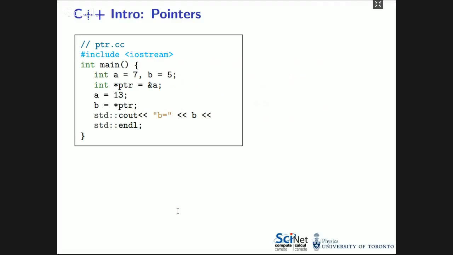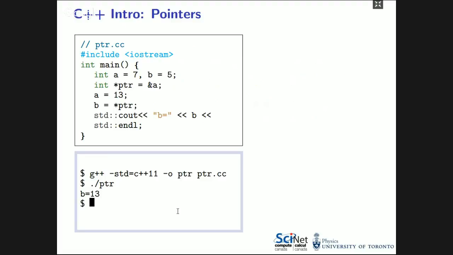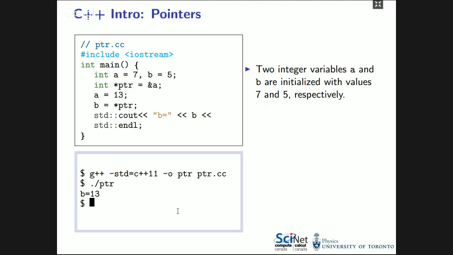I have a convoluted example, not to mess with your heads, but just to show you what happens with pointers in detail. The first line just initializes 2 regular variables, a and b, and a is initialized to 7 and b to 5. Then I initialize a pointer to an int. So this is an int star, that's the type of pointer, and I initialize that to the address of a.